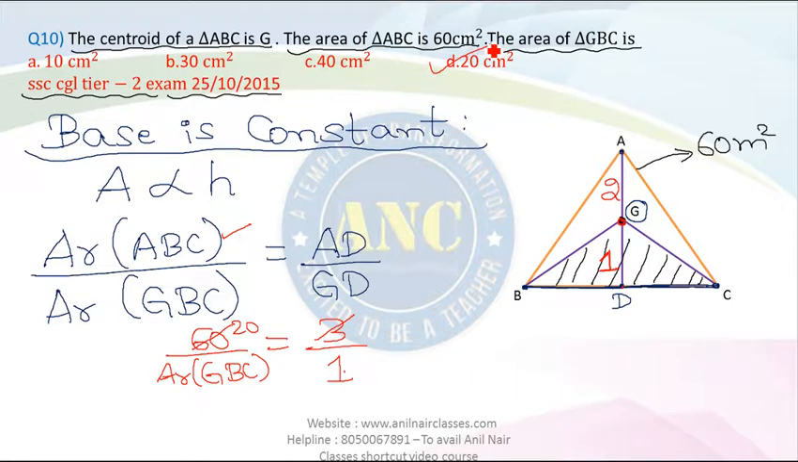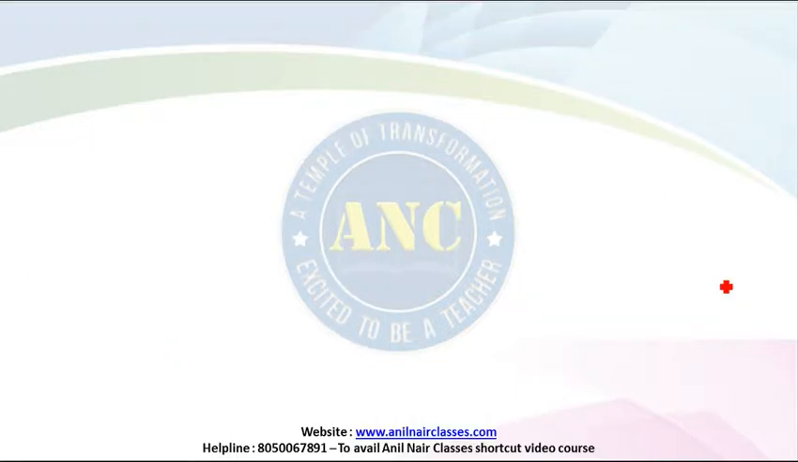Sir, in this question number 10, is the height not constant? No beta, height is not constant. Triangle ABC's height is from A to D. Triangle GBC's height is only from G to D. So height is not the same in both the triangles. They are not sharing the same height, but they are sharing the same base. So area is proportional to height. I hope it is very clear for you people, sir.